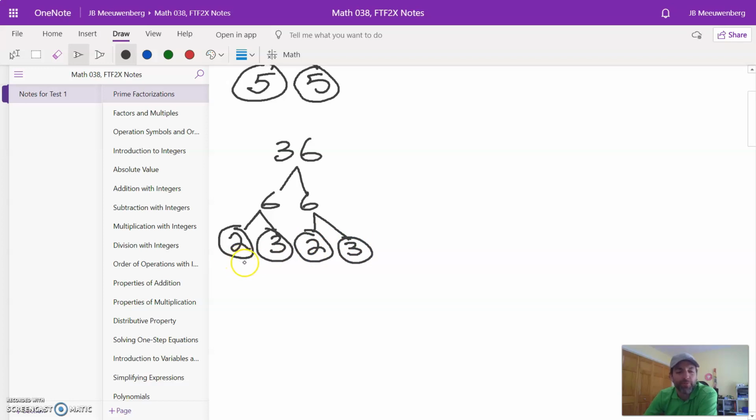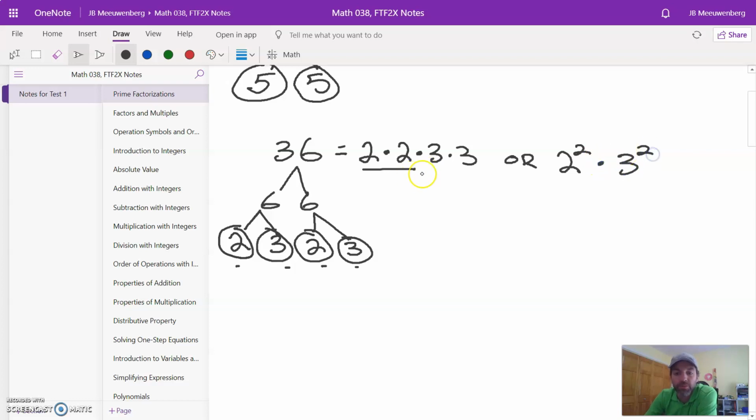So notice we have 4 different numbers: 2, 3, 2, and 3. The way we tend to do it is we write them out from smallest to greatest. That's just a convention. So we're going to do that. 2 times 2 times 3 times 3. We can rearrange this because of which property? The commutative property. Or we can also write it using exponents. 2 to the second, because there were 2 of them, times 3 to the second, because there were 2 of them.